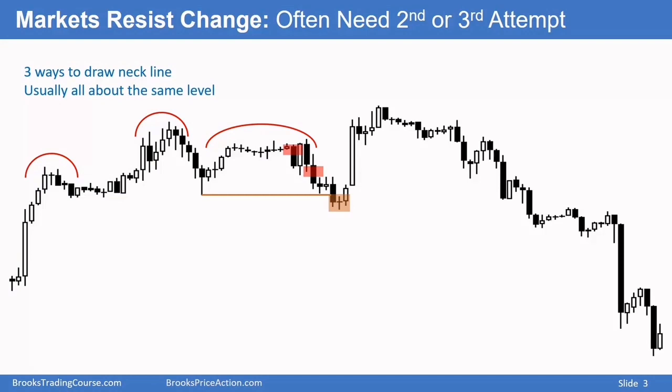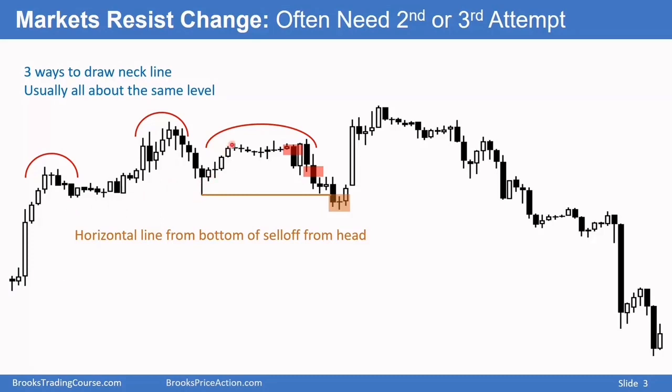I mentioned that there are different ways to draw the neckline of a head and shoulders top. For example, you can use the low from the pullback from the head. That's the most recent higher low in a bull trend, at least in this particular case it is. Sometimes this low is below that low. But right here, it's the most recent higher low in a bull trend.